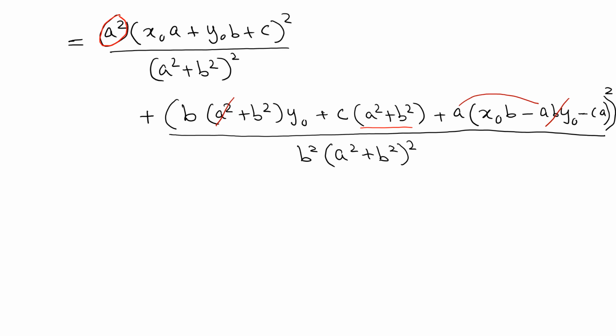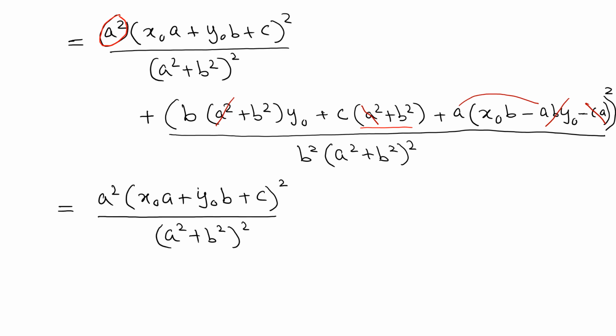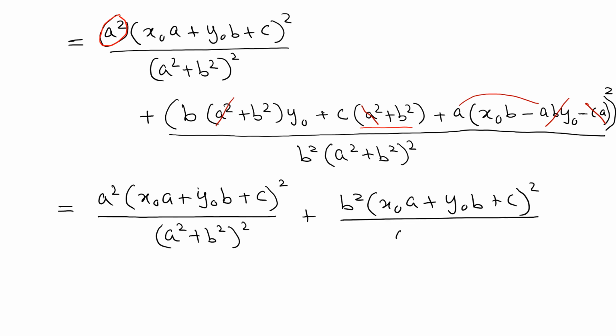And also the last term, a squared minus c, cancels out with this one. After you remove all those terms, you can write the final product like this. So you're going to get that. This is the first term, and for the second term you have b squared as a common factor, and everything else is the same. So x naught a plus y naught b plus c squared over a squared plus b squared.